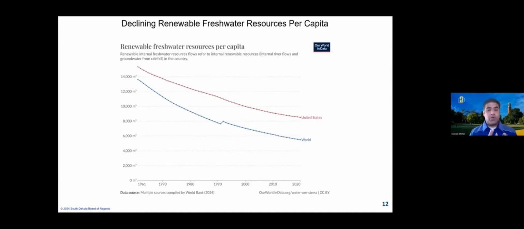The data highlights the global challenge where the per capita freshwater resources are decreasing, and the point here is to adopt sustainable water management strategies to meet the demands of the growing population and in the face of the climate variability.